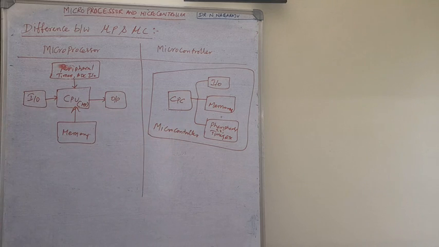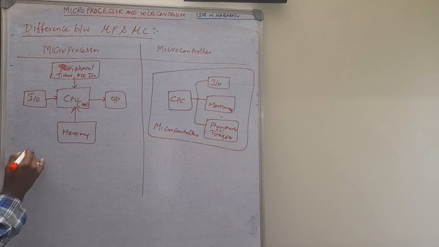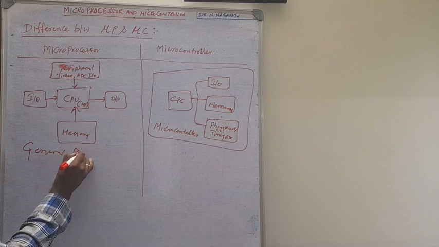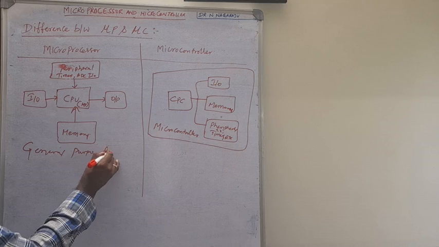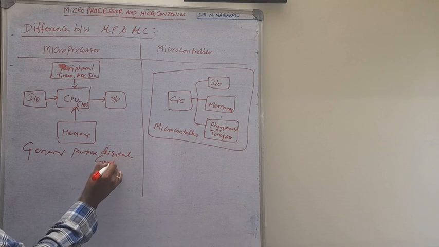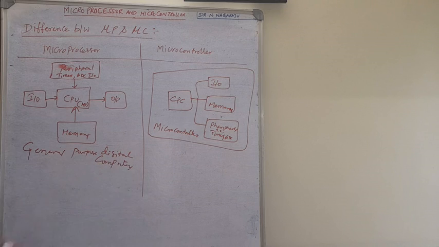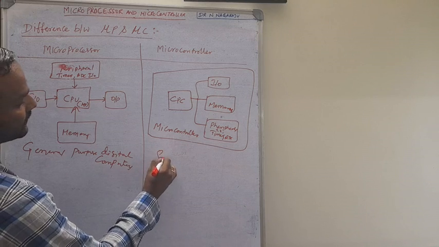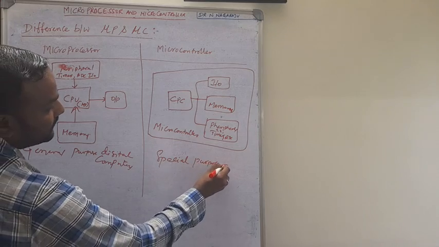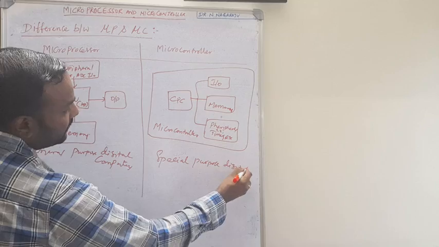What are the other differences? A microprocessor is used for general purpose digital computers. But a microcontroller is mainly used for special purpose digital computers.